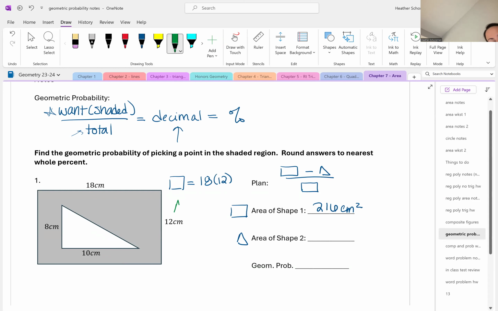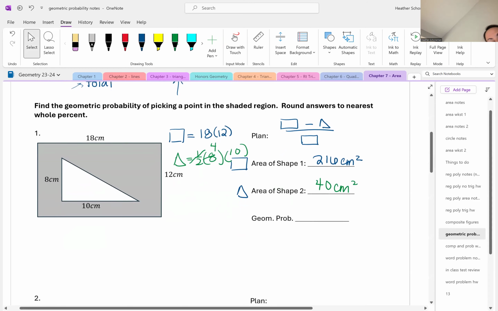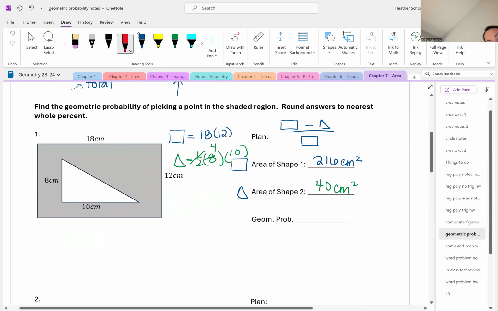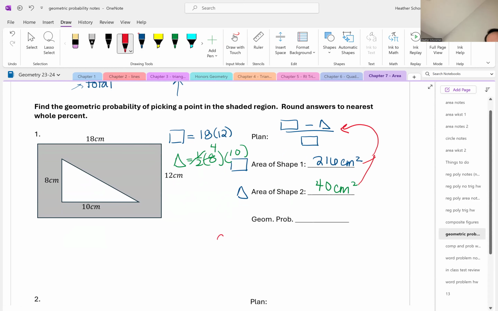The area of a triangle is always 1/2 base times height. We were given both the base and the height because they're the two that form the right angle. So 1/2 of 8 is 4, so this is 40 centimeters squared. Now that we found these two numbers, we plug them into the plan we created from the beginning. The reason we make that plan is so we know where to put the numbers. So the area of shape 1 is 216, minus the area of shape 2, which is 40, and then we divide it by the rectangle, which is 216.